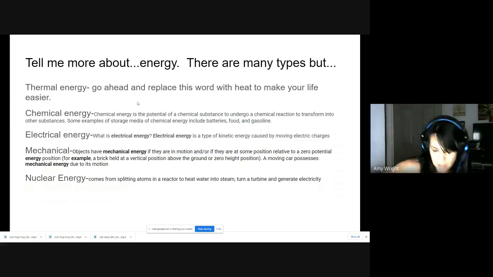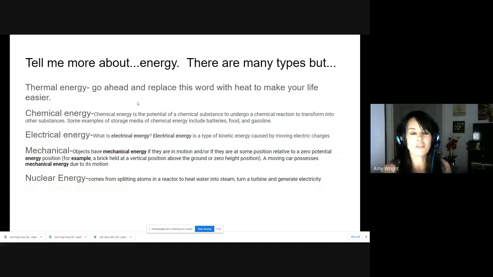We're going to talk about now energy types, okay? So, and there are several. But the OGT predictably only asks usually about the ones I have listed here. So that's what we're going to go over.